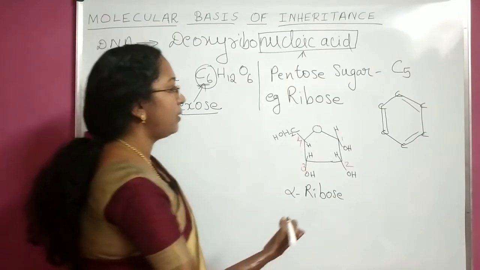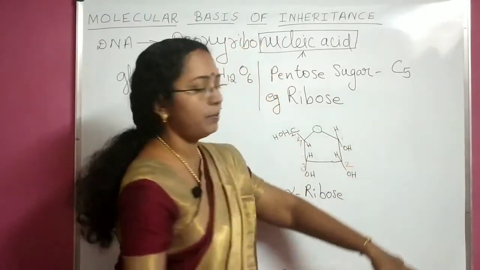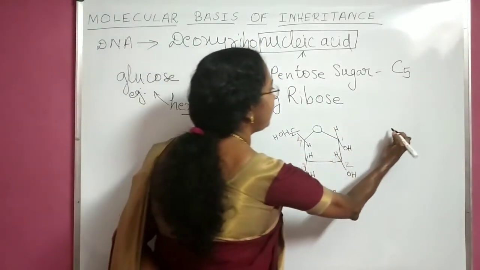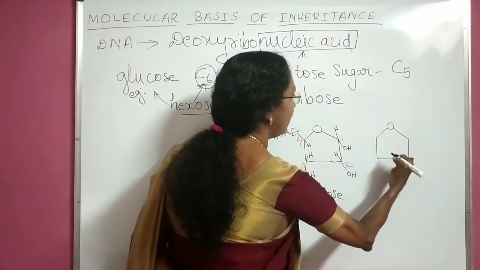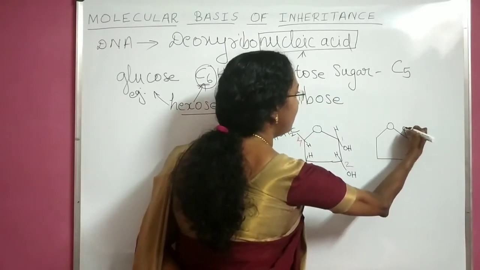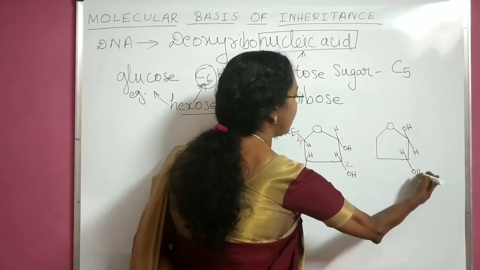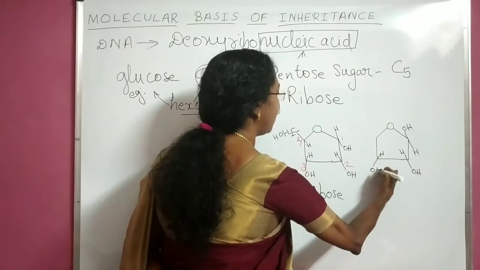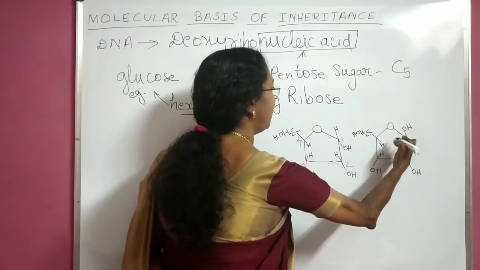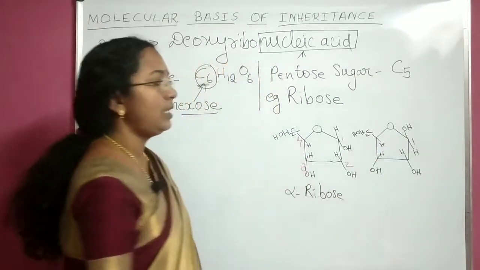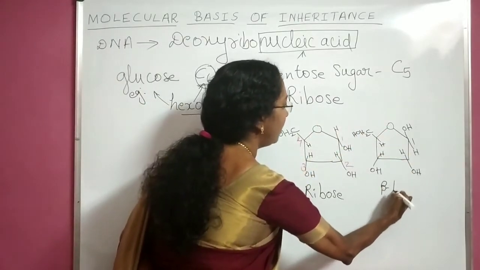How to make it beta ribose? Let us see. Again, the same structure I am drawing. In the first carbon, just invert the position: OH above and H below. In the rest of the areas there is no change. CH2OH and H here. But only in the first carbon I changed the position of H and OH. So what I have drawn now is beta ribose.